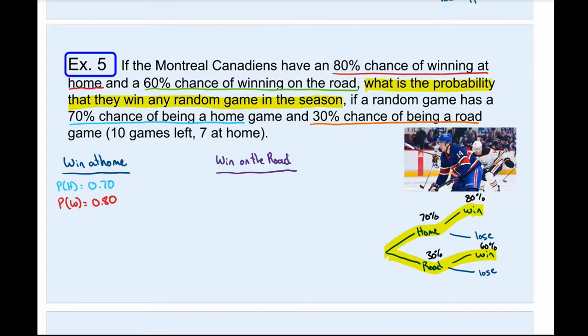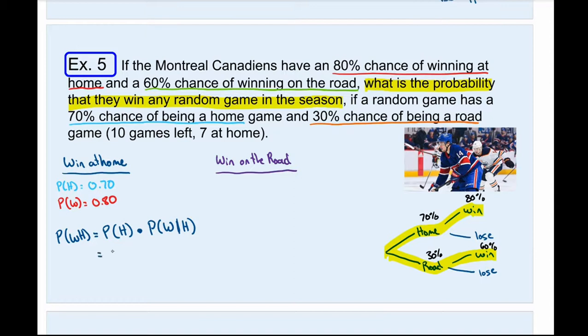Looking at these two, they are connected. They're not independent, right? Because I can win given that I'm at home. So what's the probability of me winning given that I'm at home? In this case, the probability of winning at home equals the probability of it being a home game times the probability of me winning given, with that vertical line, that it's a home game.